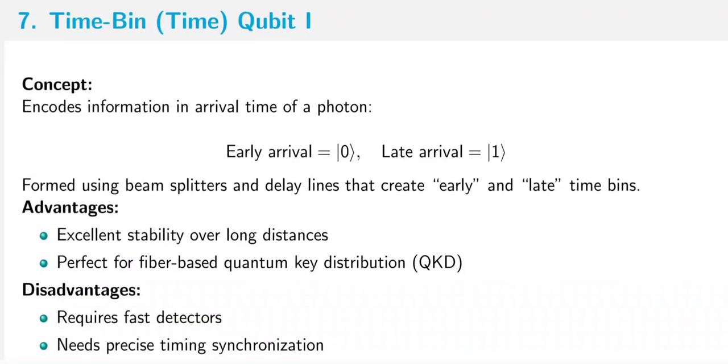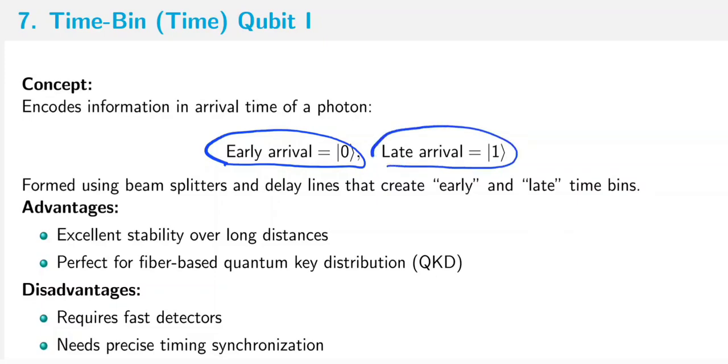Moving on to the photonic qubit, which I haven't mentioned yet. A photon is a light particle, and in that we have the time qubit, path qubit and polarization qubit. Now let's talk about a different kind of qubit, the time bin or time based qubit. Here we use light, that is a photon, and encode information in its arrival time. If it arrives early, we call it Ket 0. If it arrives late, we call it Ket 1.